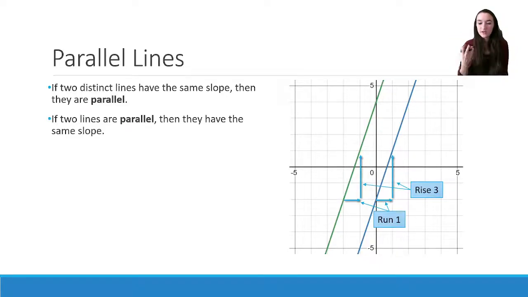So here, if we calculate the slope of these two lines, both of them have a run of 1 and a rise of 3, so they have a slope of 3 over 1.